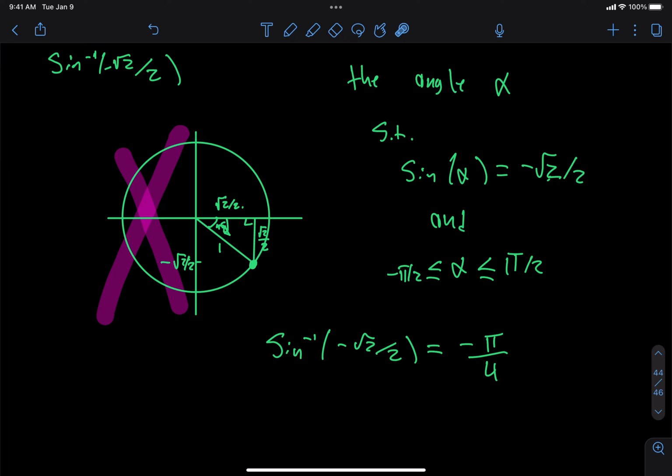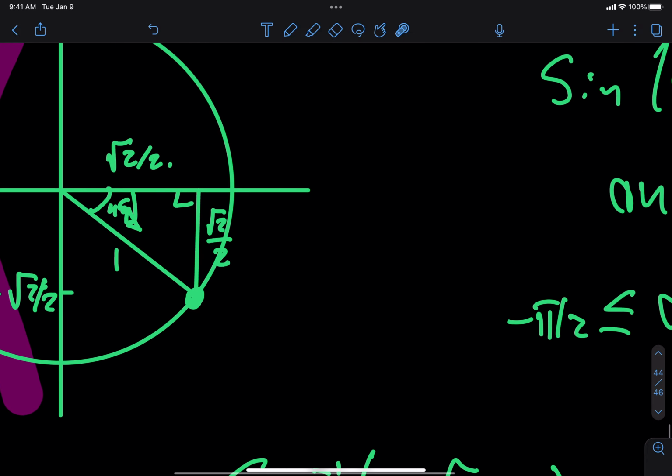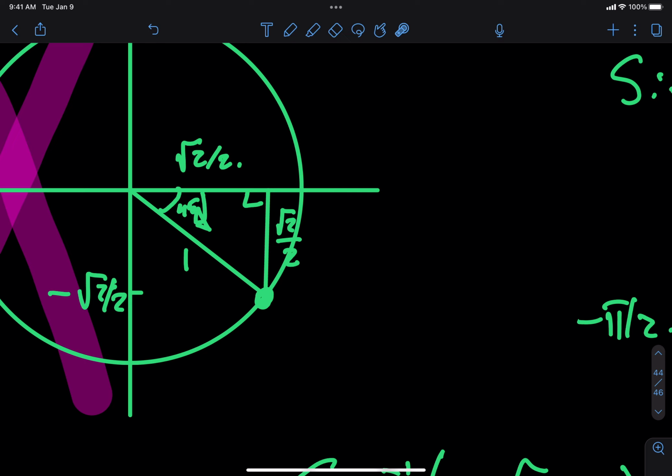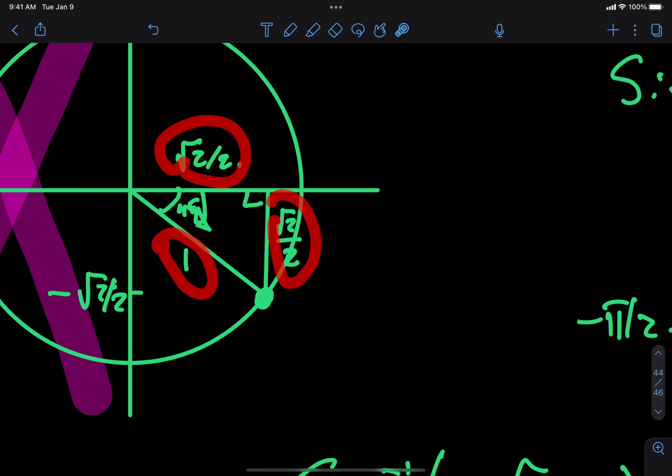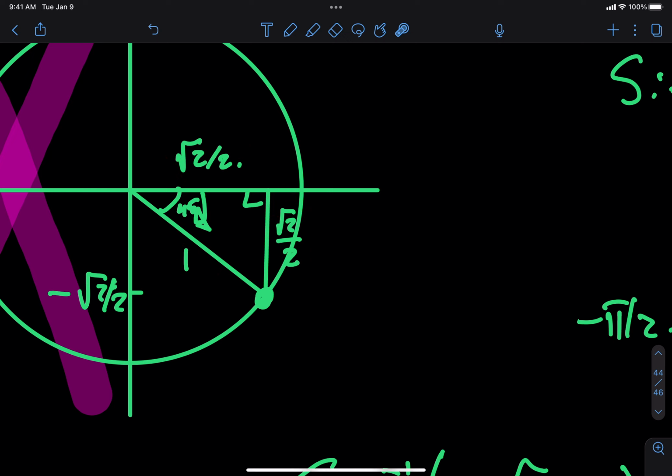Mm-hmm. So where did you get the negative pi over 4? So I know that this angle, okay, so I found where the point was, and then I made this triangle, and I was able to solve for the side lengths of the triangle. Are you okay with that part? So since I know that the side lengths of this triangle obey the proportionalities which are seen in a 45, 45, 90 triangle, I can then infer that this angle and this angle must be 45-degree angles, right?